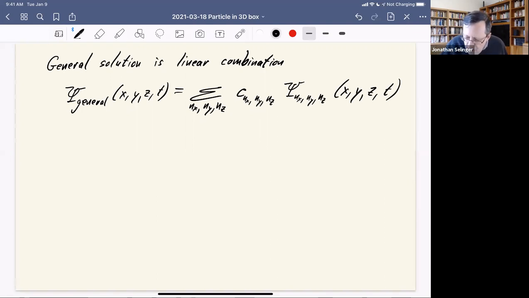All right, and so any linear combination like this satisfies Schrodinger's equation, just as we've seen in all the one-dimensional problems we've dealt with. And any linear combination like this satisfies the boundary conditions. So you ask, how do you know what these C coefficients are? And maybe you can guess the answer, that these things are determined by the initial conditions.